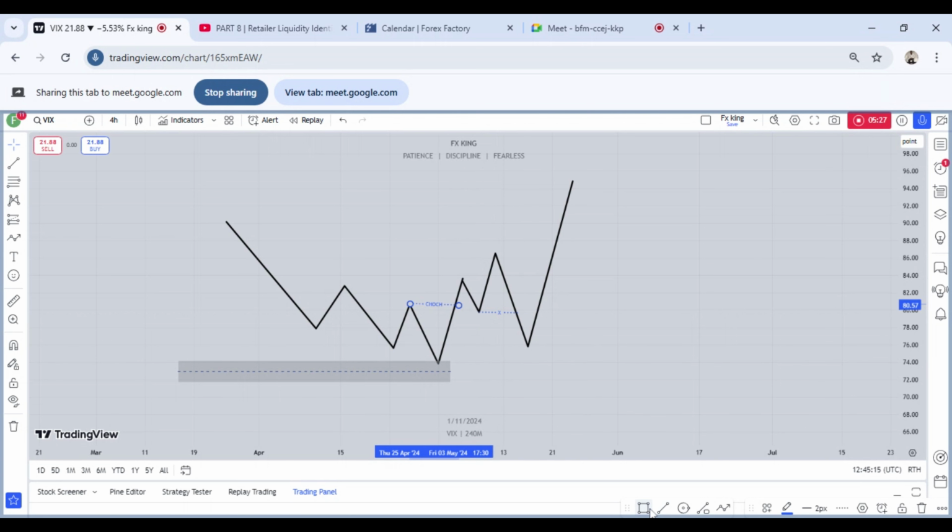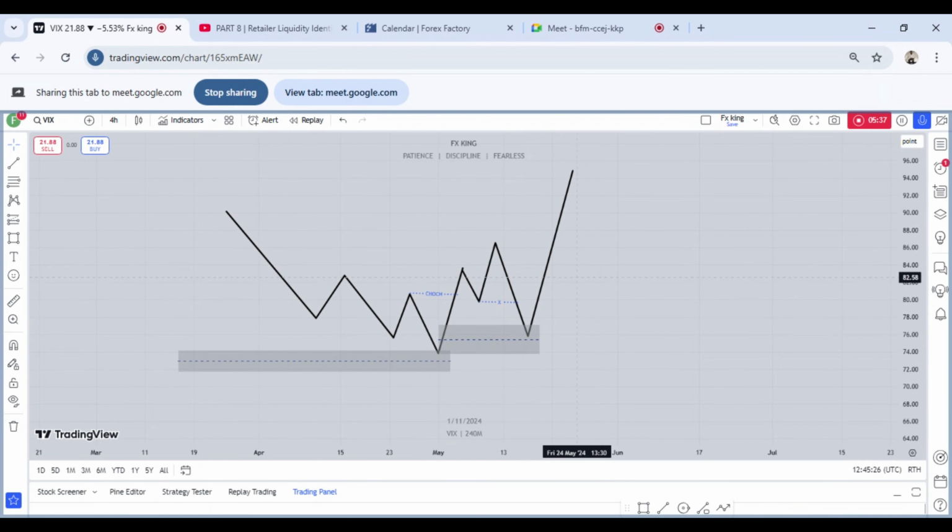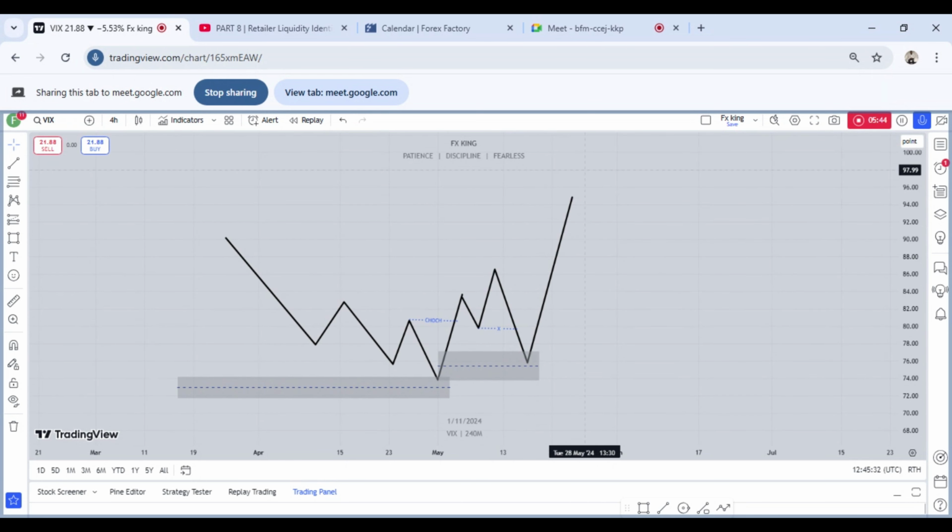So after price takes out this inducement, you can be looking maybe to buy from an extreme order block here. And your first target should be somewhere around here. Your first target could be somewhere around here while you continue to target the later versions.